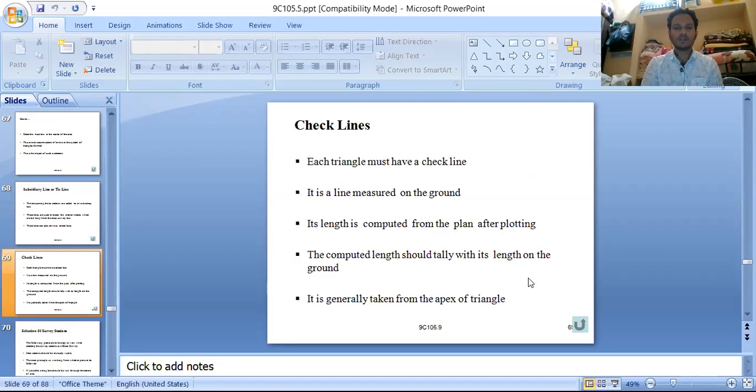Check line means each triangle must have a check line so that we can check the accuracy of the work. It is a line measured on the ground. The length is computed from the plan after plotting. The computed length should tally with the length on the ground. It is generally taken from the apex of the triangle. So essentially these lines are used to check the accuracy of the work done in the field.